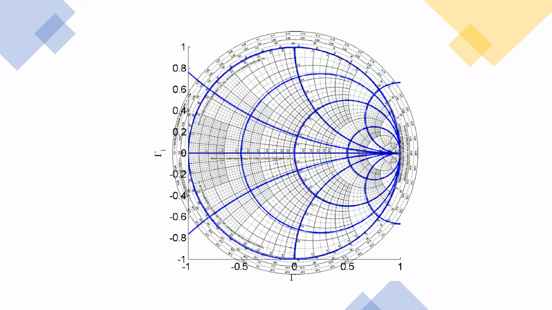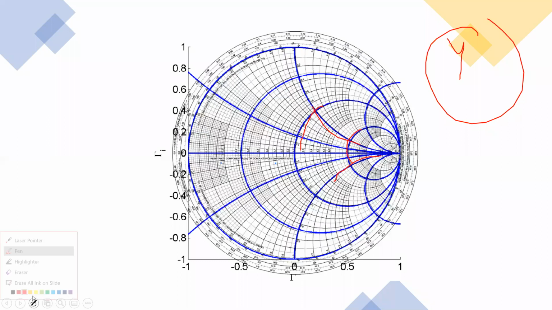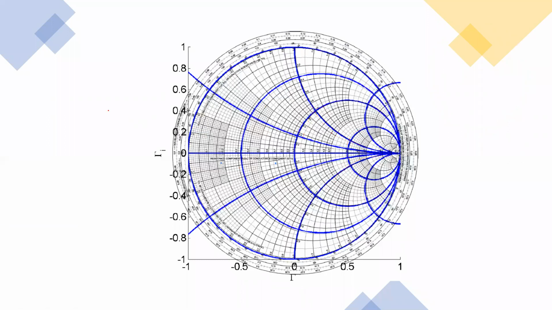So these are the resistive circles what you are observing, and these are the reactance circles what you observe. When you are using it for the impedance plot, I'm specifying impedance plot because you can use a Smith chart even for plotting the admittances. Okay. So here, if it is used for impedance plotting, right?